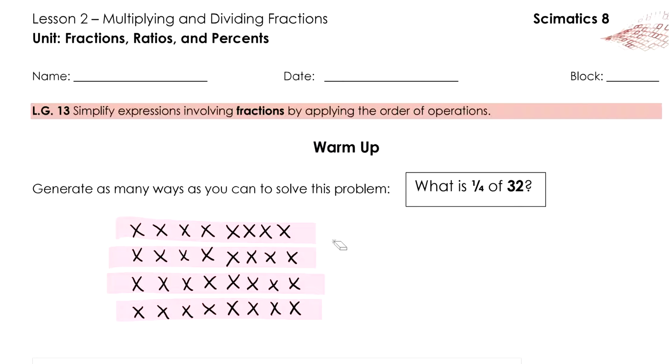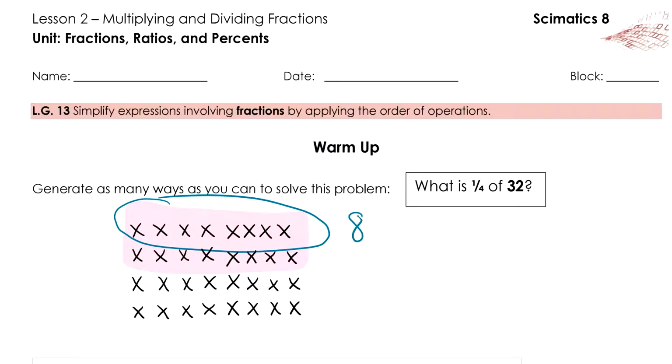Another way of thinking about this is that 1/4 is half of a half. So if we divide 32 in half and then take half of that half, we'll get 1/4 of 32, which is 8. Please take a minute and record all of the ideas that you had on how to reason this out on your page before we move on.